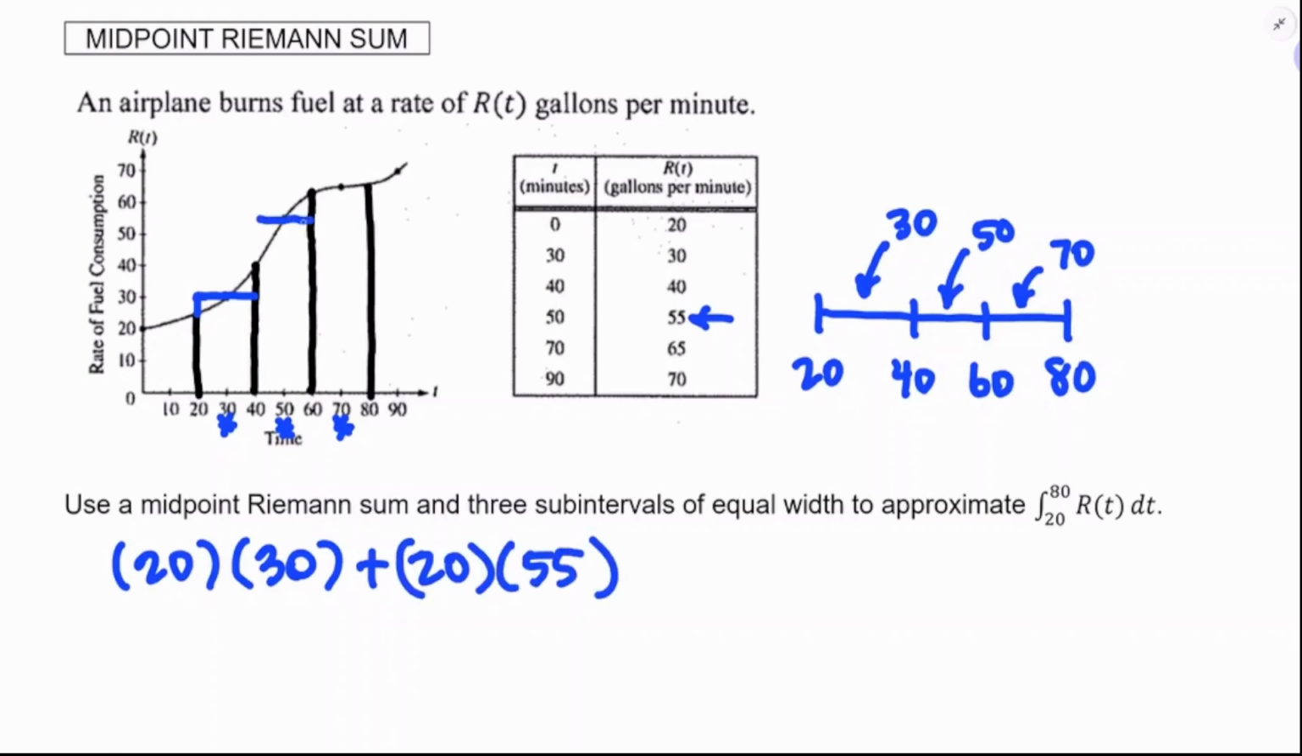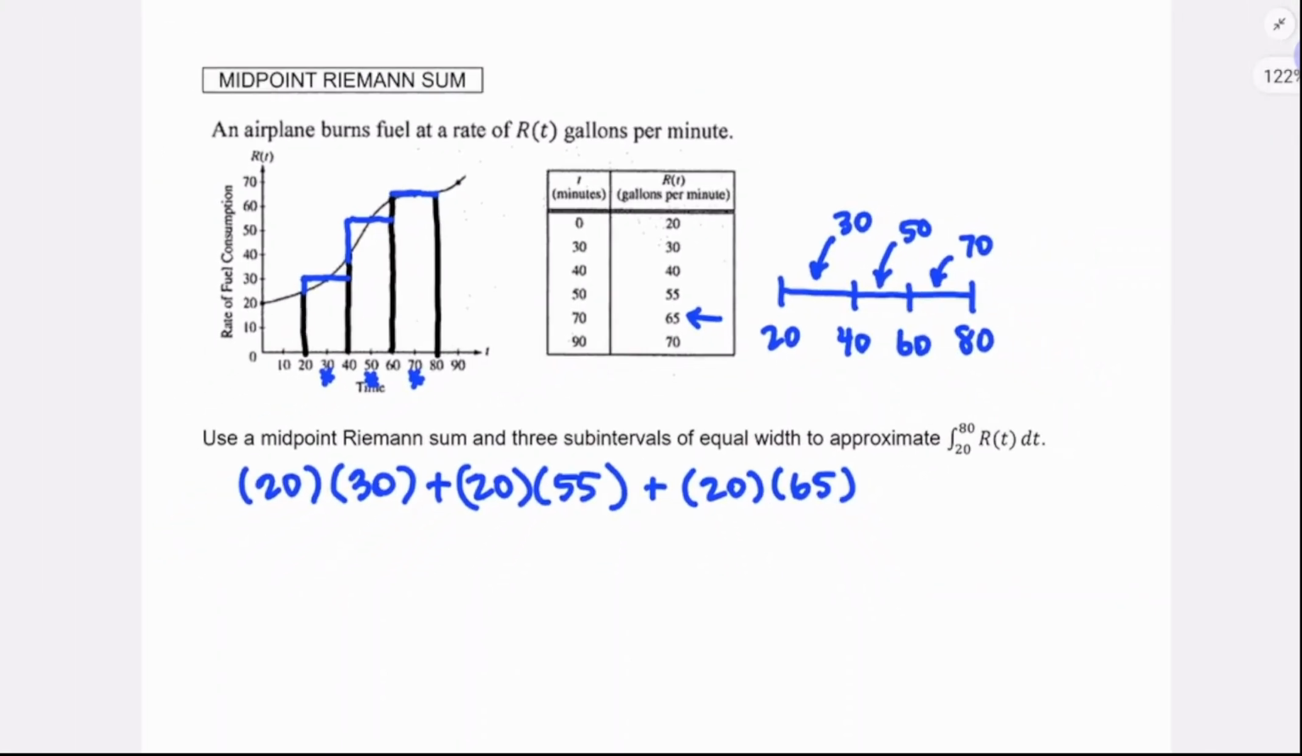I can draw that also. Okay, and then at t equals 70, r of t is 65, so 20 times 65, and I can draw that in there. And we see that's a much more accurate approximation for the area. Okay, I've got my three subintervals: width times height plus width times height plus width times height. And so we've approximated that integral that way.